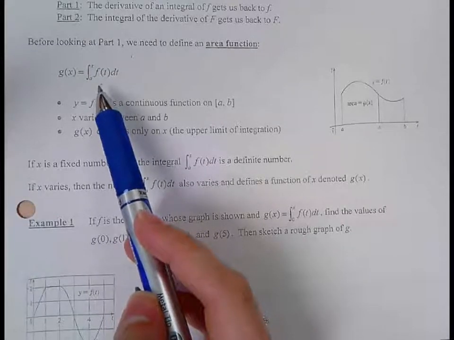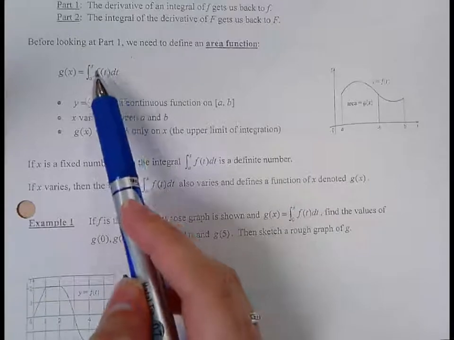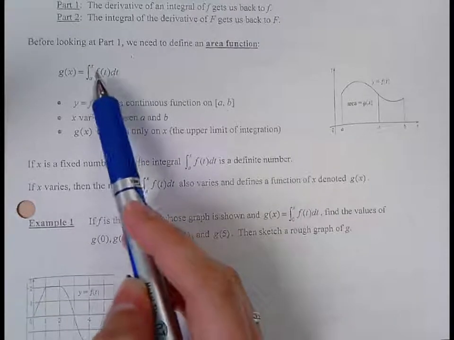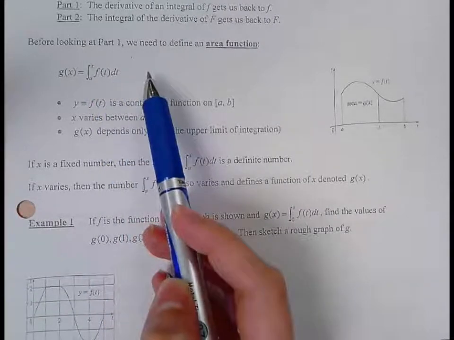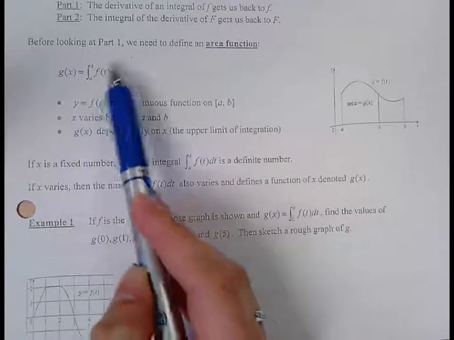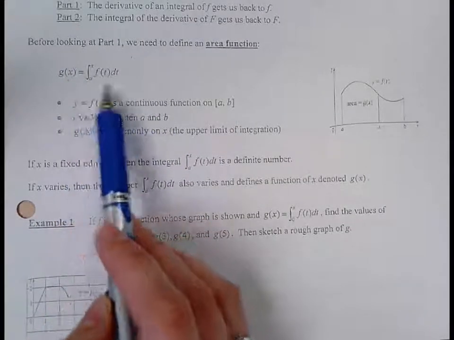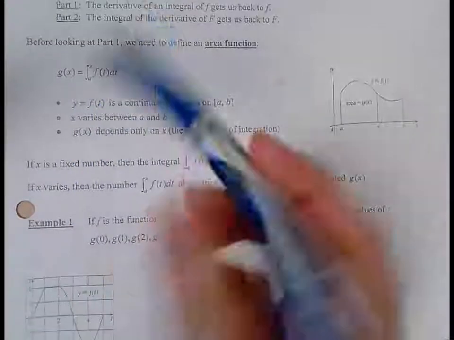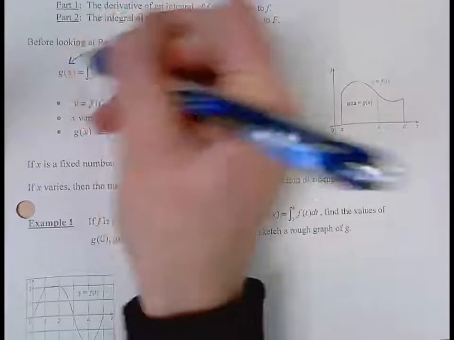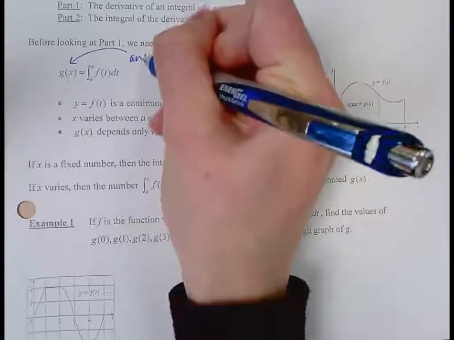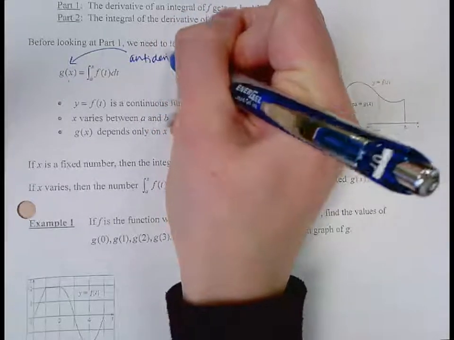If we had x squared here, what would you have to find before you could plug numbers in? Antiderivative. So if g of x is equal to the integral of f, that means g of x must be an antiderivative of f.